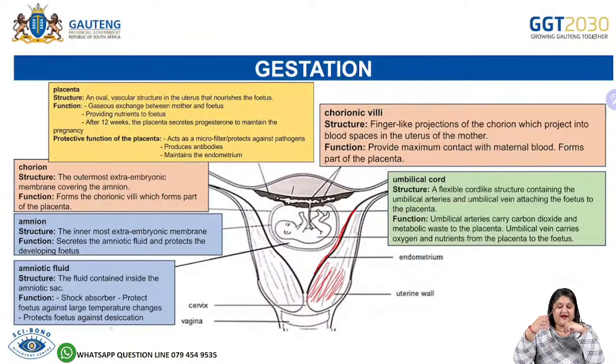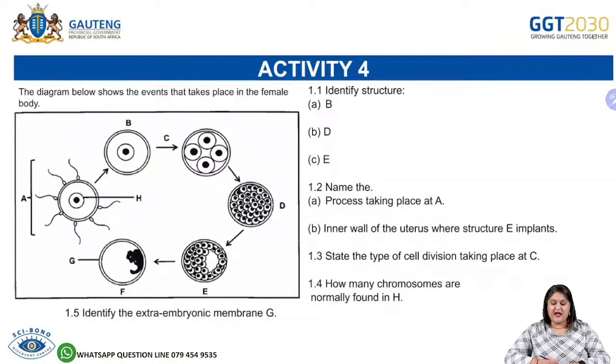Right, then we have other functions. It also serves a protective function because it acts as a microfilter. It protects against pathogens, produces antibodies, and maintains the endometrium. Grade 12, please make sure that you know this diagram. Right, let's go into a few activities.